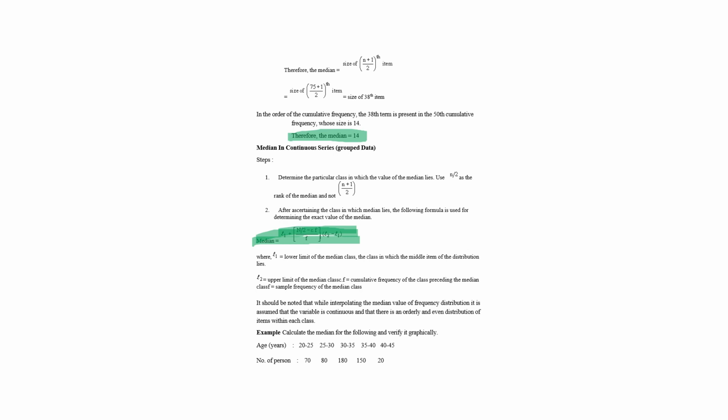Okay, so L1 is the lower limit of the median class, L2 is the upper limit of the median class, so L2 minus L1. CF is the cumulative frequency of the class preceding the median class. f is the simple frequency of the median class. It should be noted that while interpreting the median value of the frequency distribution, it is assumed that the variable is continuous and there is an orderly even distribution of the items within each class.